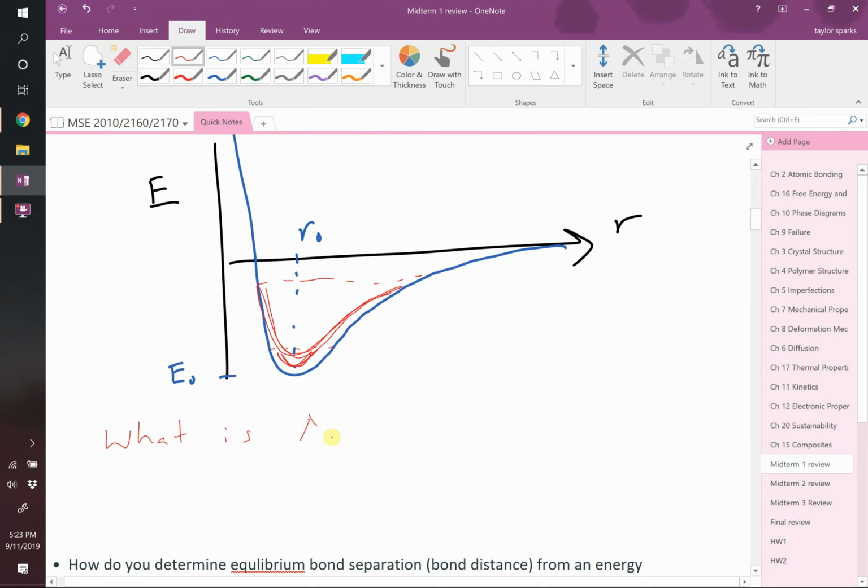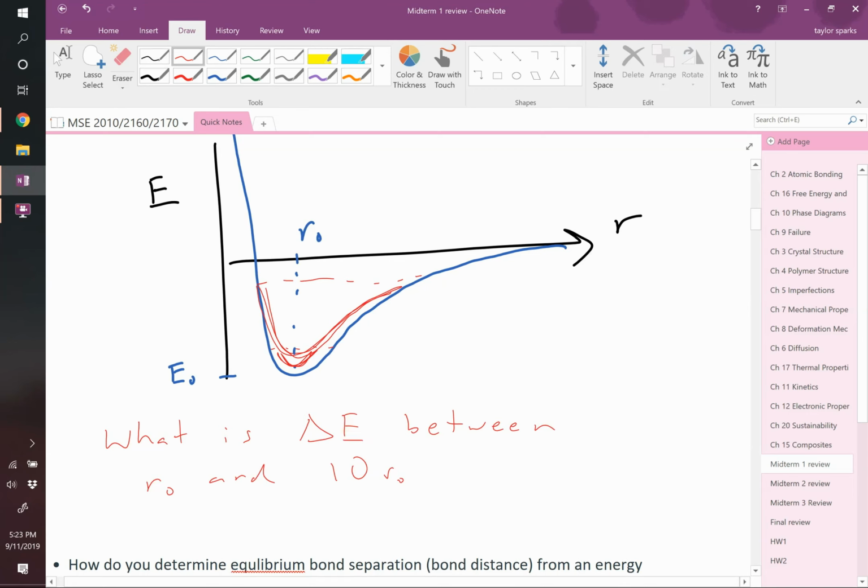What is delta R between R naught and 10 R naught, right? The equilibrium separation and 10 times that. How would you go about that? Yeah, question? You mean delta E? Oh, I'm sorry. Thank you. Good catch. That should definitely be delta E. What's the difference in energy?